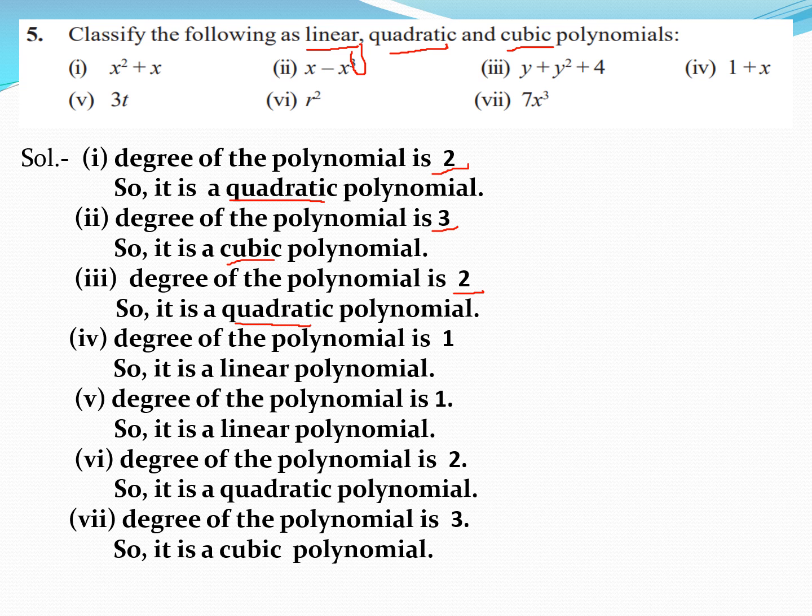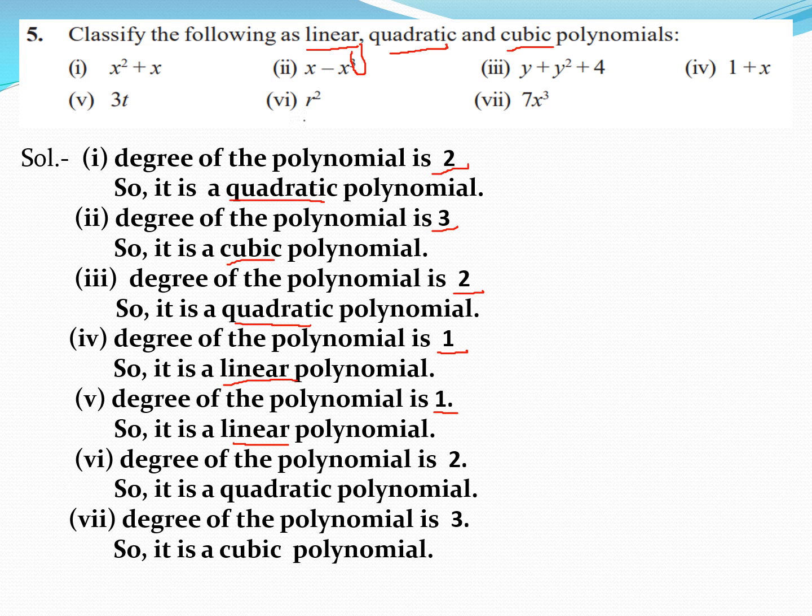Fourth part, polynomial is 1 plus x. So here the highest power of x is 1. That means the degree of the polynomial is 1 here. And when degree is 1, it is a linear polynomial. Fifth part, polynomial is 3t. Now the variable is t and the highest power is 1. So the degree of the polynomial is 1 and it is a linear polynomial.